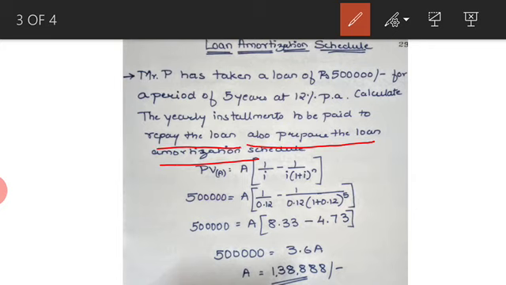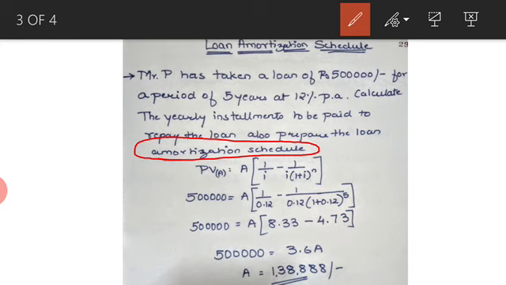Now installment to be paid to repay the loan. Also prepare loan amortization schedule. Now this is very important. This is something new. We have to prepare a loan amortization schedule. Before going ahead with preparation of loan amortization schedule, first we need to know how much is the annual installment, that is yearly installment. First we need to calculate that and then we can go ahead with preparation of the loan amortization schedule.